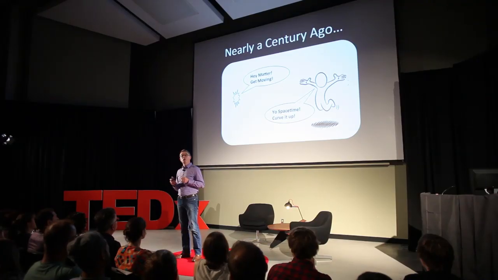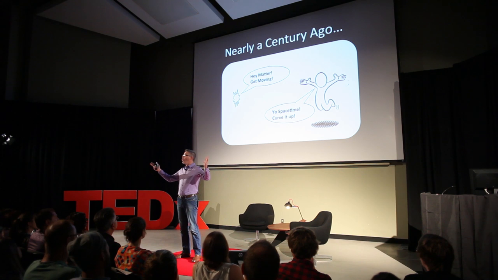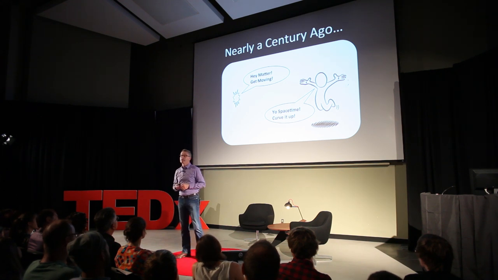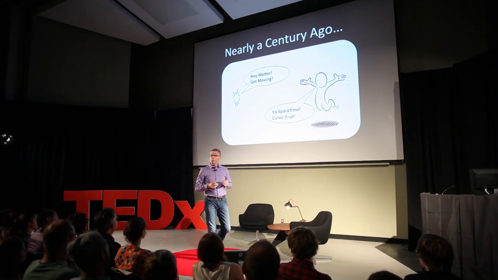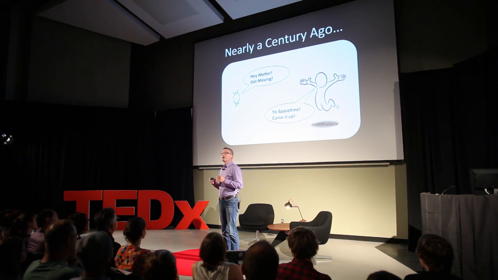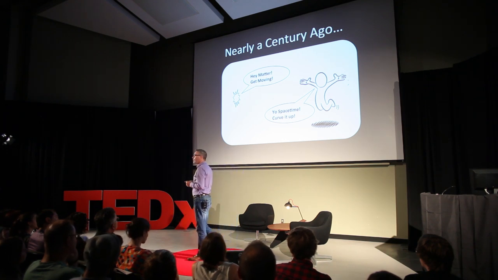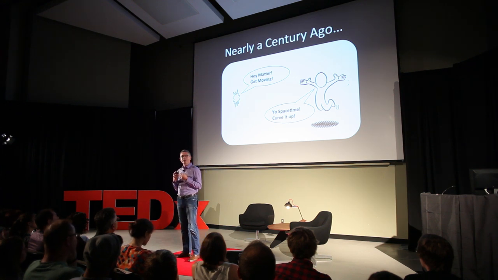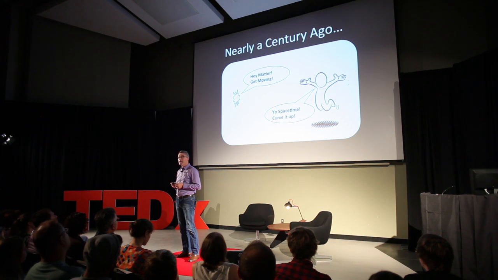General relativity also predicts that the universe can't be static. It must be expanding or contracting. And in 1929, Edwin Hubble confirmed that. He showed that every galaxy is moving away from us, no matter which direction we look out into the universe. The universe is expanding.